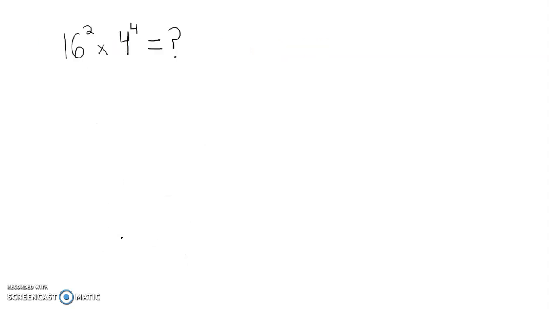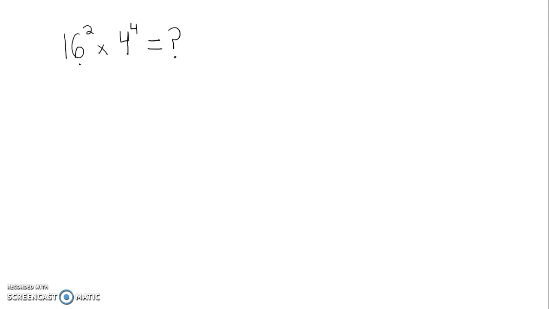Now let's do another question. So we have 16 squared times 4 to the 4th power. Now for this question, you have to use multiple properties, because the first thing you think about is multiplying them, but you can't just multiply them because they have different bases and different exponents.